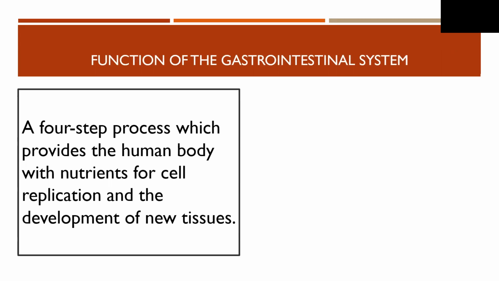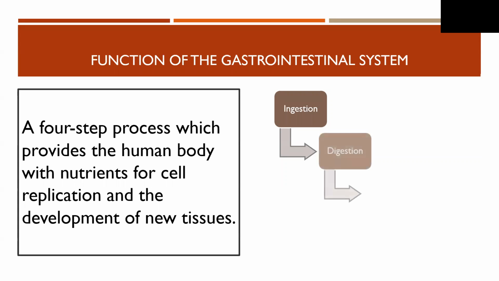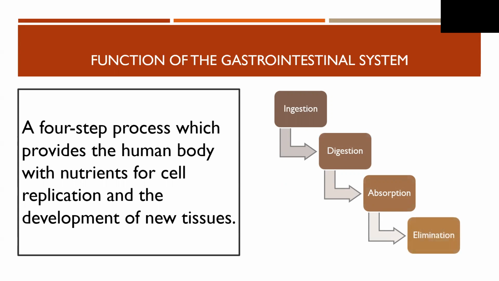So the gastrointestinal system's main function is to provide the human body with nutrients for cell replication and the development of new tissues. This is done through the process of 4 different stages. It all starts with ingestion, which is eating, chewing, and swallowing. The next stage is digestion, which is the breakdown of food that we've just eaten. After digestion is absorption, which is where all the nutrients that our body needs to thrive are absorbed by the small intestine. Finally, we come to the elimination stage, which is where our body gets rid of waste products through defecation in the form of feces.